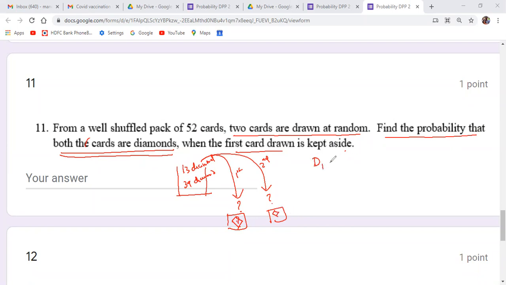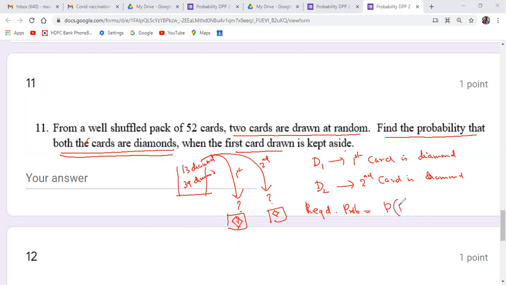So D1 is the event: first card is diamond. D2 be the event: second card is diamond. So the required probability will be first is diamond and the second is diamond. Then only we can say both are diamond. Now tell me the formula for this. Probability of D1 into probability of D2 given D1. Very good. Excellent.